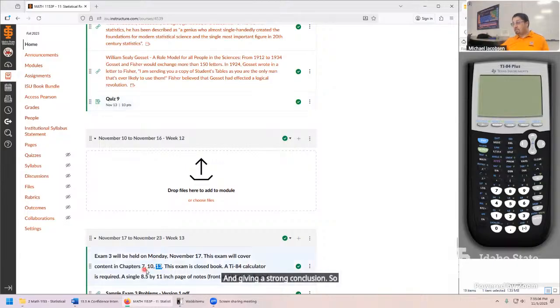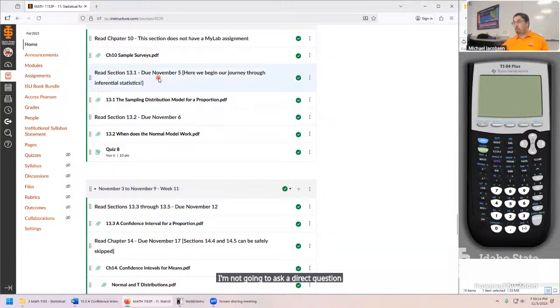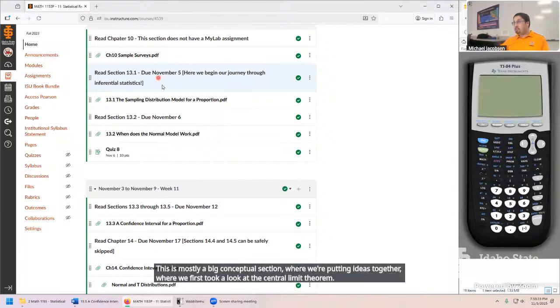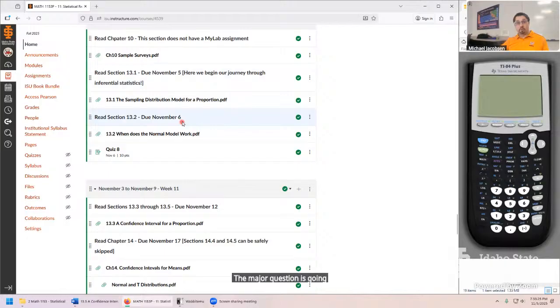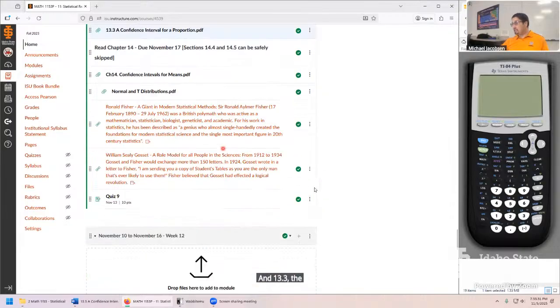So one question each for chapter 7 and chapter 10, but chapter 13 is pretty big. There's lots of ideas. I'm not going to ask a direct question in 13.1. This is mostly a big conceptual section where we're putting ideas together, where we first took a look at the central limit theorem. The major questions are going to be 13.2, checking conditions thoroughly, and 13.3, the full confidence interval.